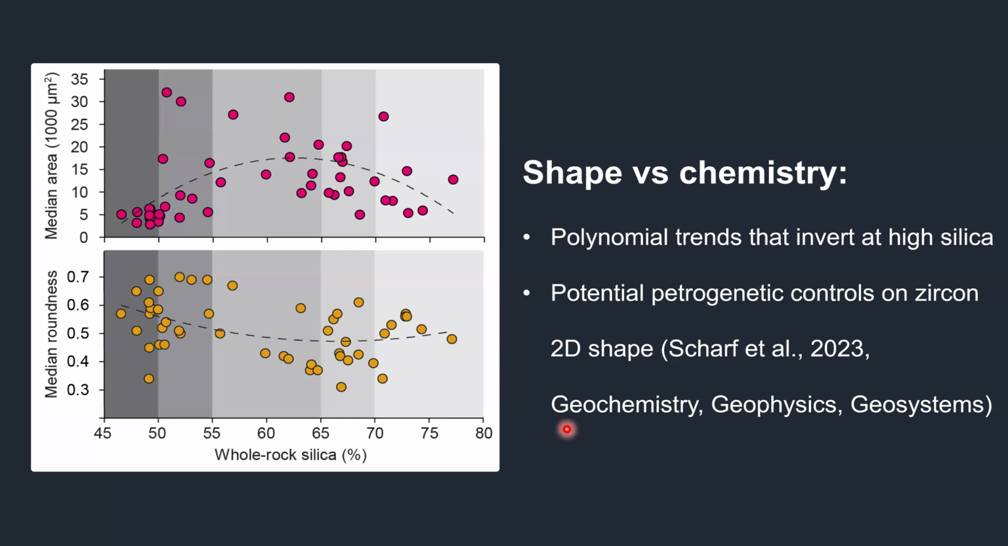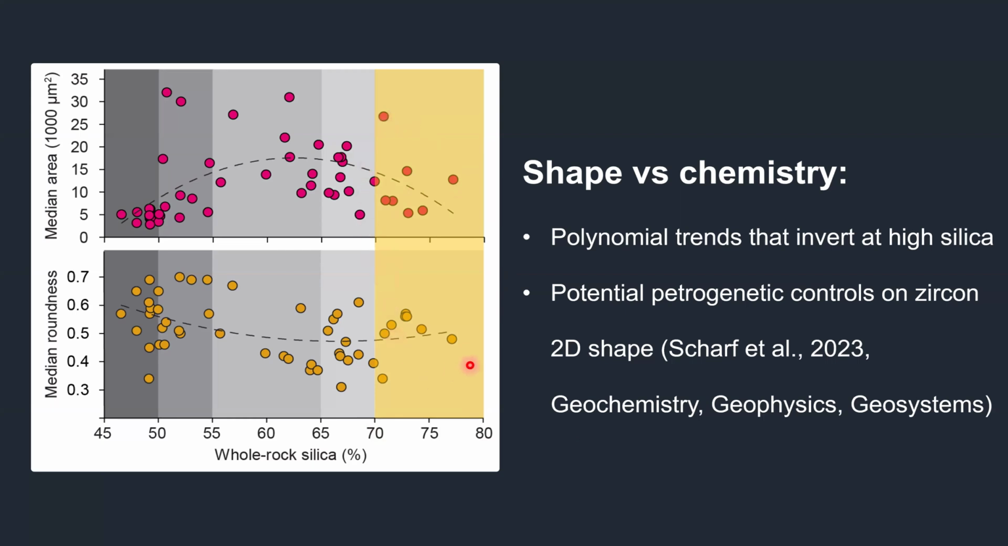Right, so this is the trend through the data set. Again, we've had a look at this. We have seen these polynomial trend lines, and we notice that they invert at high silica. This is the work I mentioned. So in this particular study, we were using neural networks, and you will see in a moment that this shape inversion at high silica became a bit of a confounding factor.